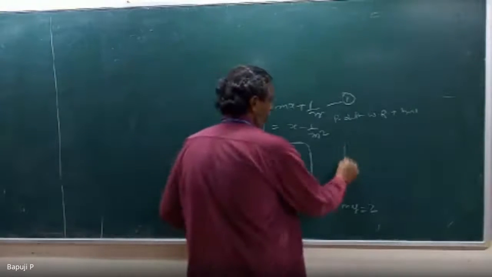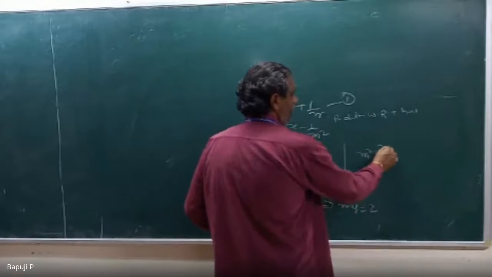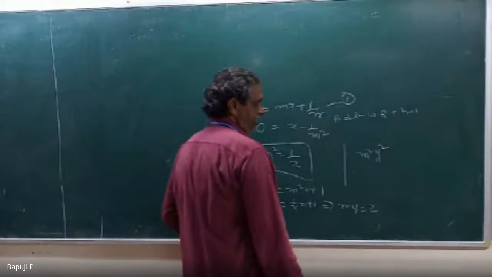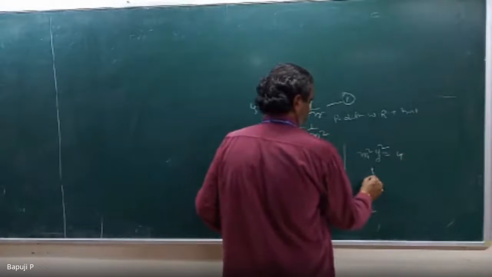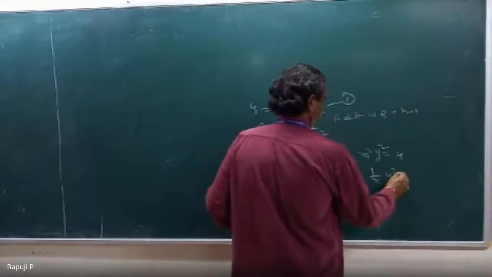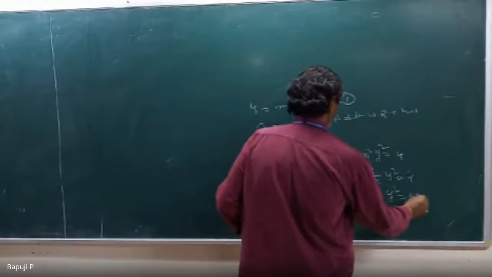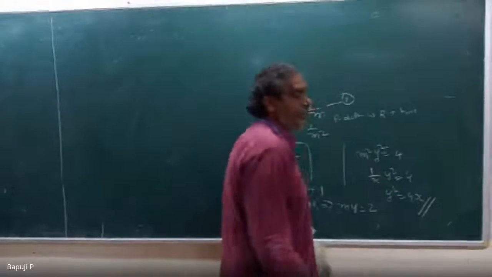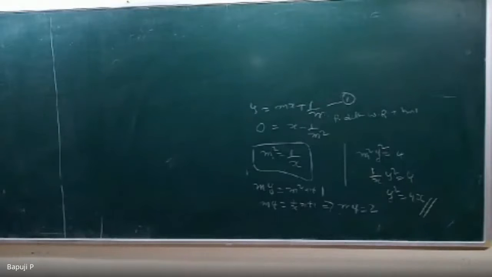So from this, how can I write, squaring on both sides? My aim is, in my hand I have only m square, so I always try to bring m square. This is the envelope equation required. Right? If you move like this, finally for different values of m, I will reach the parabola.